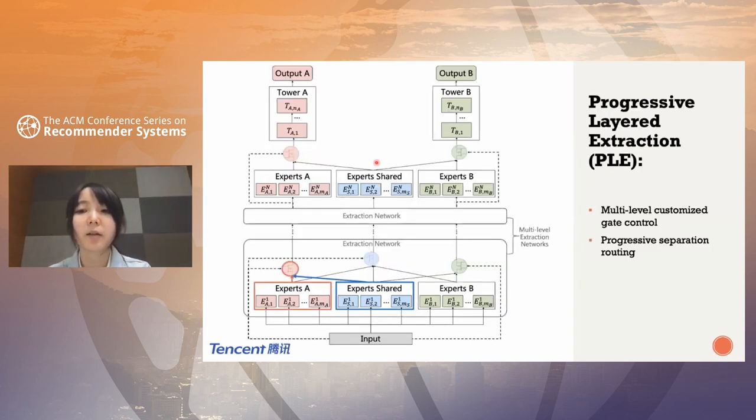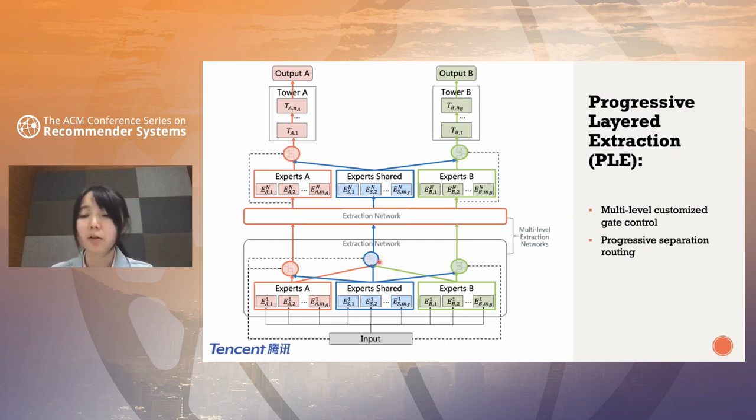Essentially, multi-task learning models need to solve the problem of joint representation learning and routing, so we further generalize CGC to a progressive layered extraction model called PLE. As shown in the figure, there are multi-level extraction networks in PLE to extract and combine deeper representations for generalization. In each extraction network, besides gates for task-specific experts, there is also a gate for shared experts to combine all experts in this layer.